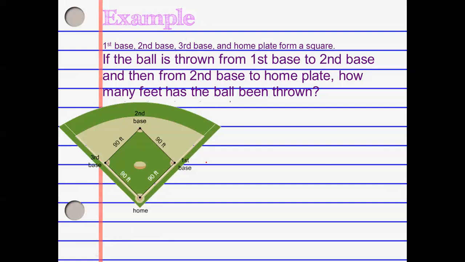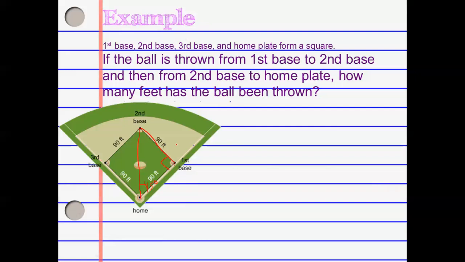This says if a ball is thrown from first base to second base, and then from second base to home plate, how many feet has the ball been thrown? Okay, well, if we look here, we know already that this is a square. It's a baseball diamond. It has a 90-degree angle right here. So we automatically know with this diagonal that cuts the square in half, this is a 45, 45, 90 triangle. We know that from first base to second base is 90.